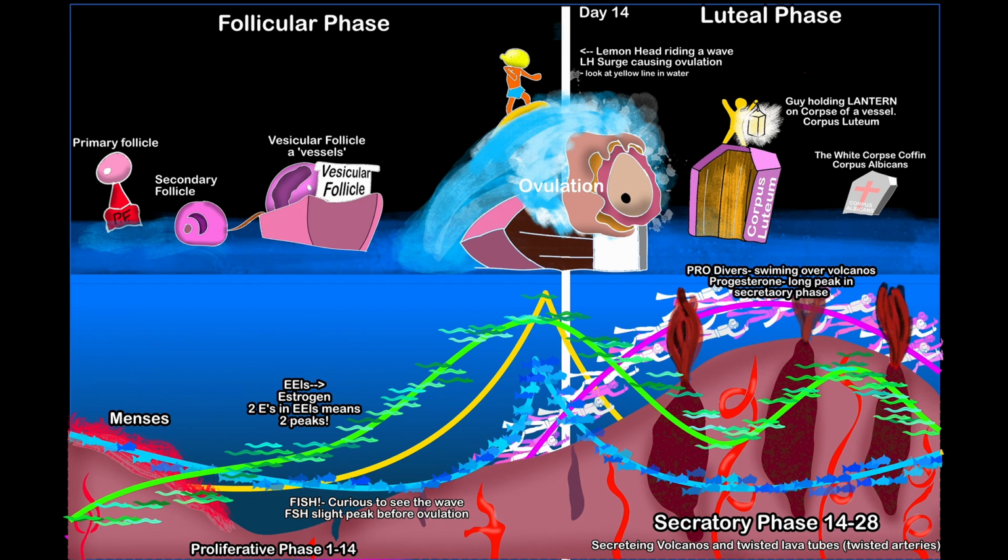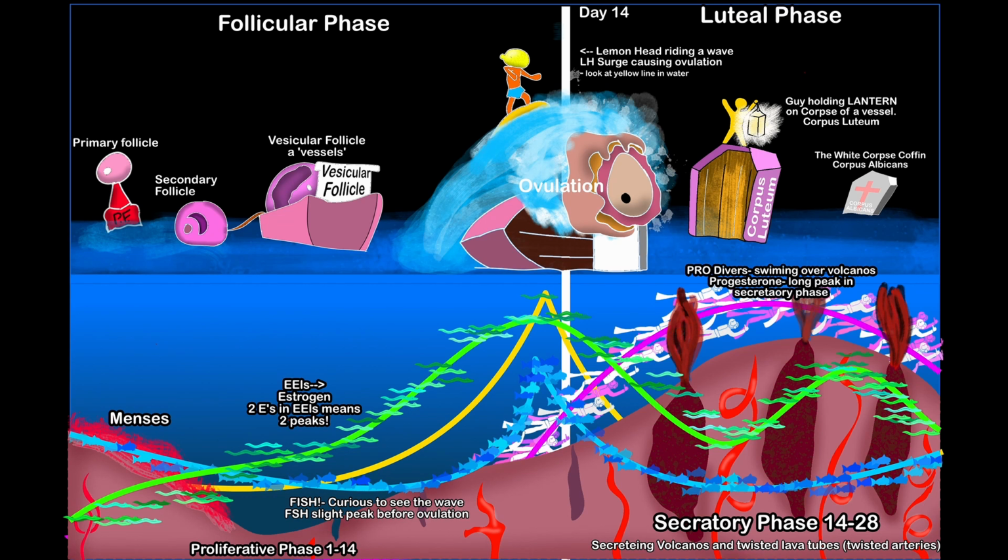Luteinizing hormone. Remember, lemon head riding the wave. This yellow line is luteinizing hormone. And that peaks just before day 14. Lemon head riding the wave. Fish. Just like some fish. Blue line, fish, FSH. They are curious to see what's going on. So FSH has a slight peak before ovulation, not quite as high as LH. But they're curious, so right before ovulation, they kind of have a little peak as well, around the same time as luteinizing hormone.